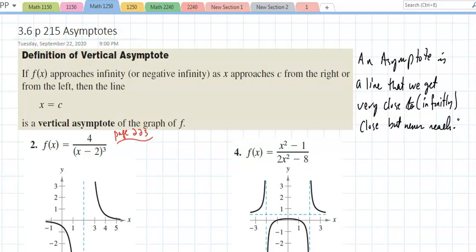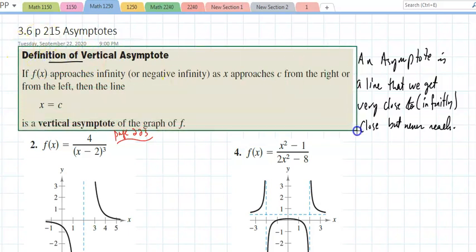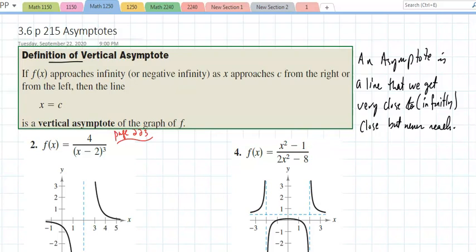So, here's a definition. It states if f of x approaches infinity or negative infinity as x approaches a number from the right or the left, then the line x equal whatever that x is, is a vertical asymptote. Graphically, we need to identify those, then algebraically we'll identify those as well. So we have two types of asymptotes that we focus on in this class.